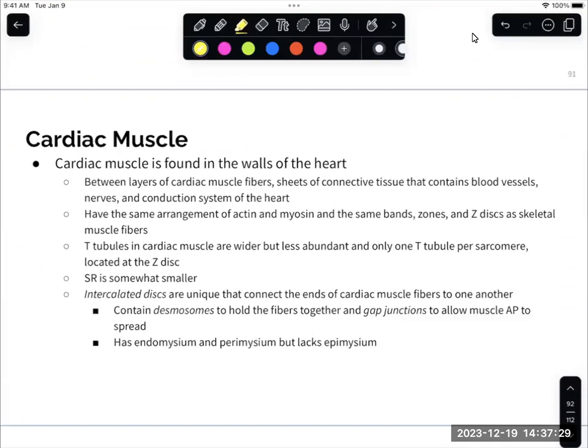Okay, let's go on to the other types of muscle here. Cardiac muscle. We're only going to mention it here; you'll go into a lot more detail on it in Anatomy 2. Cardiac muscle is found in the middle layer of tissues that make up the heart. It has its own conduction system. It is striated, so it has actin and myosin, just like skeletal muscle. It has Z discs that help to make that striation.